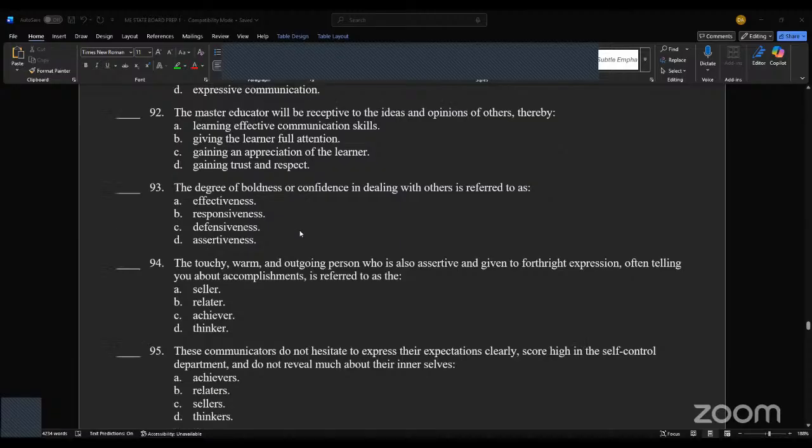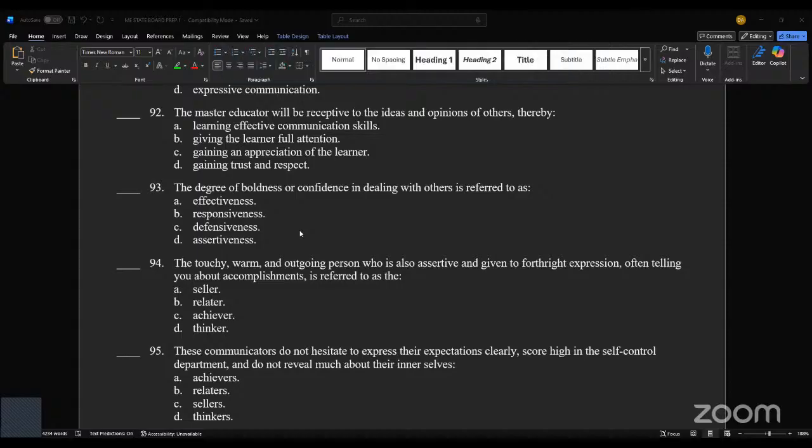93, the degree of boldness or confidence in dealing with others is referred to as effectiveness, responsiveness, defensiveness, or assertiveness. The degree of boldness or confidence in dealing with others is referred to as assertiveness. You want to assert yourself, boldness or confidence. 93 is D.